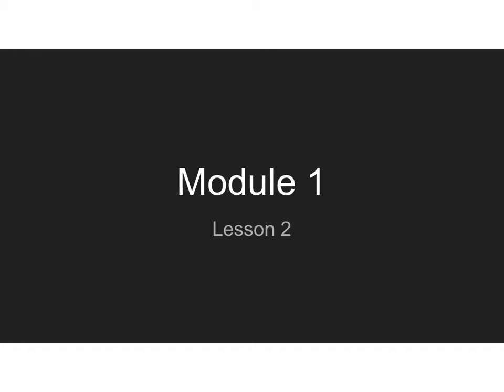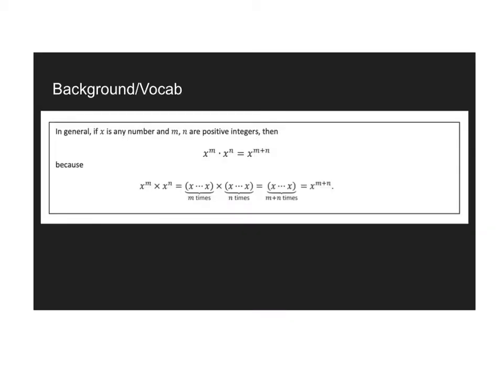Let's get started. All right, we're going to jump right into our rule that we are learning today, or part of our rule. We're going to do the multiplication part first. So basically it says, in general, if x is any number, so if our base is any number, and m and n, the exponents, are positive numbers, then if we are multiplying these two things together, we just add those exponents up. Okay? And I'll show you with a real number below.